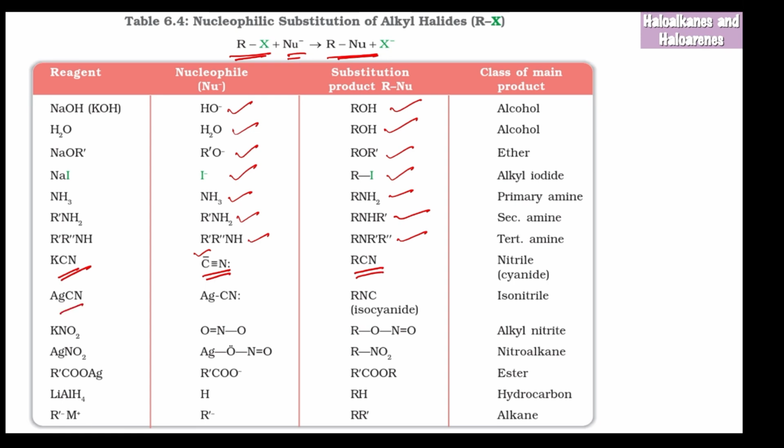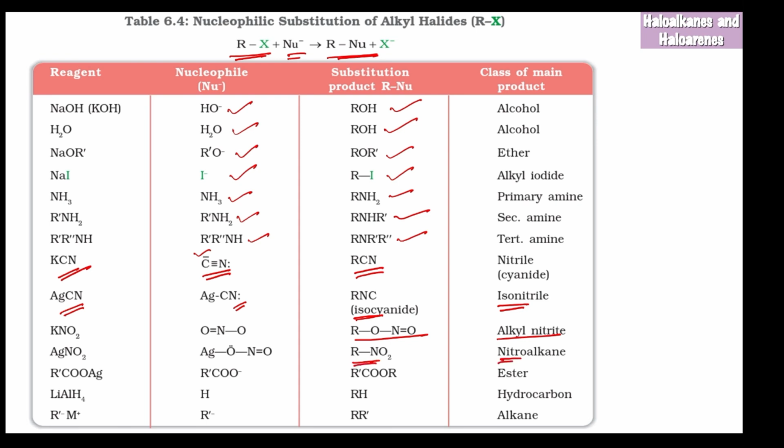When the reagent is AgCN, then nitrogen acts as the nucleophile. So carbon forms a bond with the nitrogen atom of the CN group and the product formed is isocyanide or isonitrile. With KNO2, alkyl nitrite is formed. With AgNO2, nitroalkane is formed.